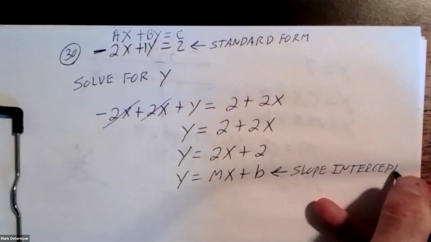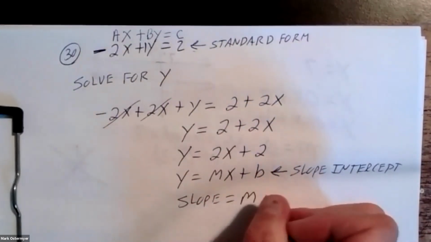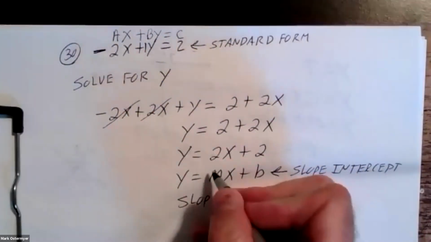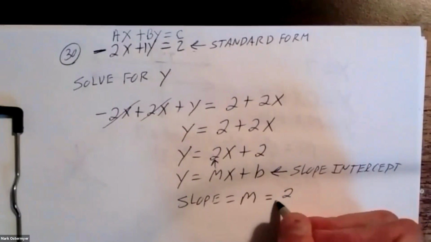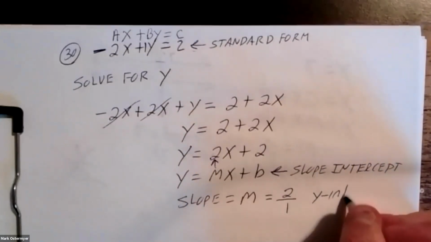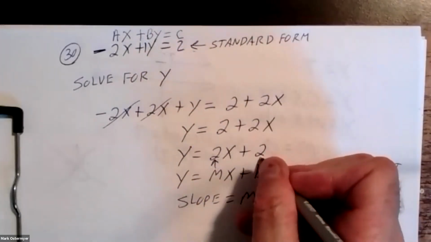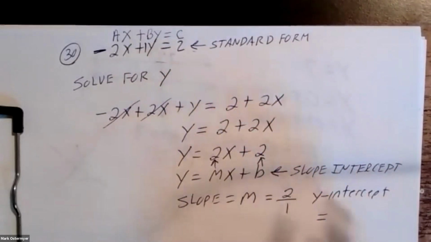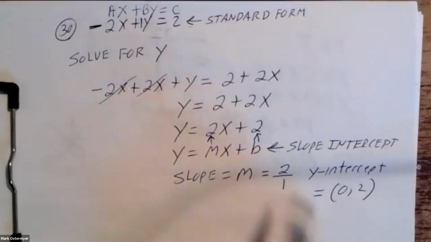What is the slope of this line? What is m? 2. Or 2 over what? 2 over 1. The slope of that line is 2 over 1. What's my y-intercept? We should be able to read it right off from the equation. (0, 2). That's your y-intercept. So now we know the slope and the y-intercept.